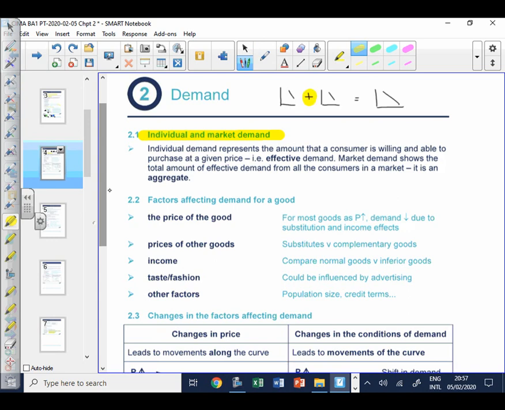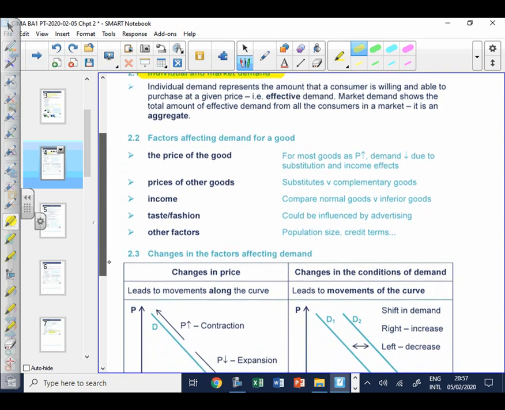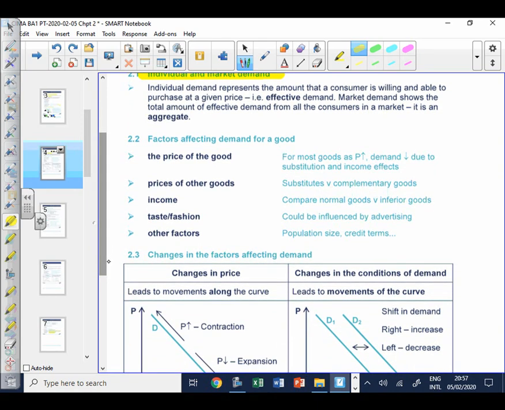So what factors influence individual demand? Or what factors influence the demand for a product? The price of the good, obviously, will affect it, because if it's more expensive, then your demand will go down, because then you'll rather buy something else, all right? So if Lindt chocolate is too expensive, well, then we'll just buy Cadbury's, you know what I'm saying? You'll just substitute it.